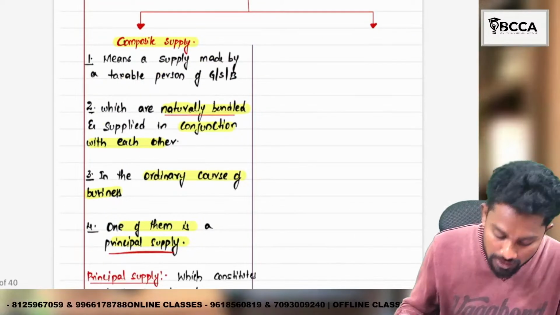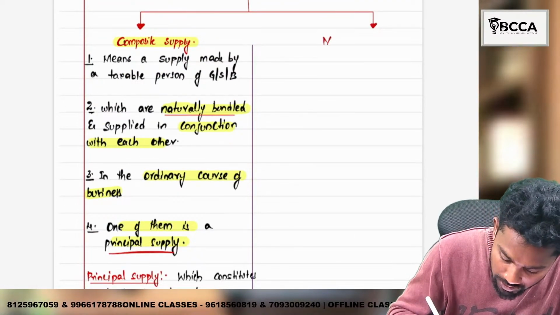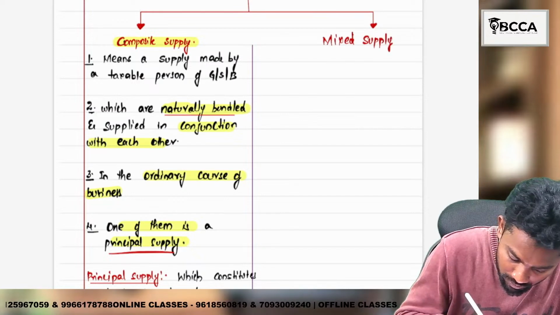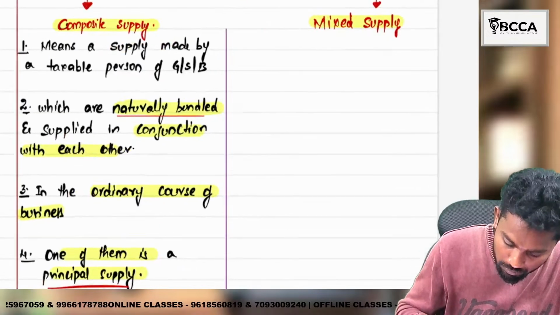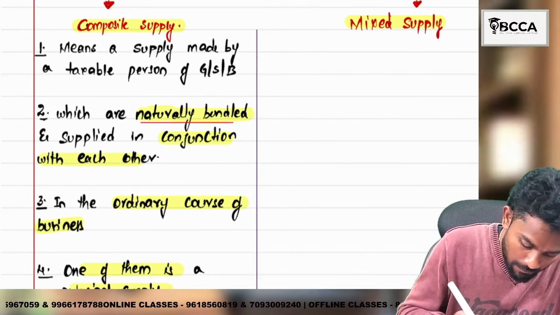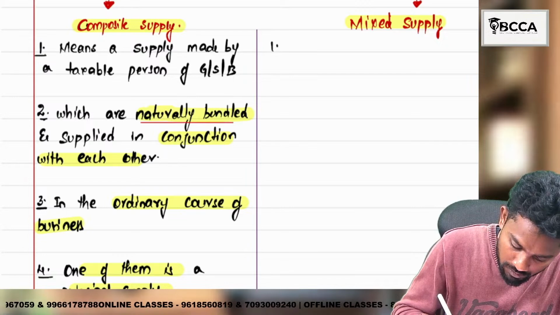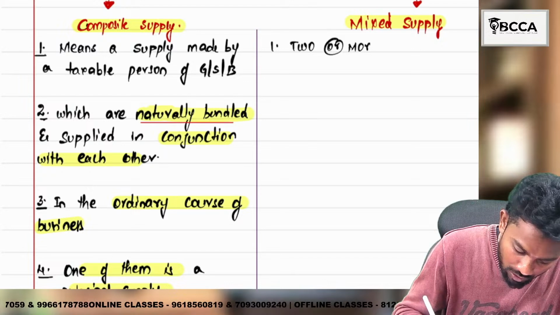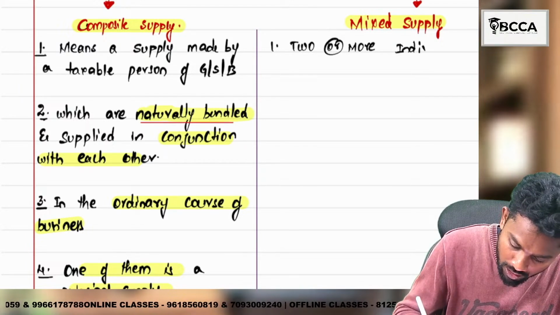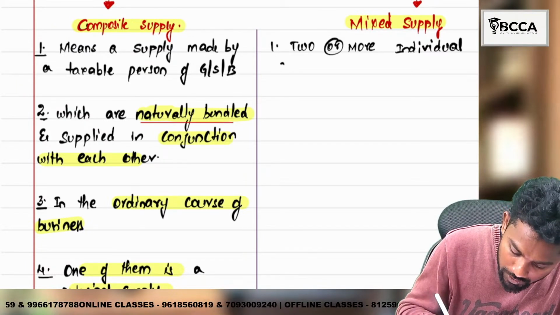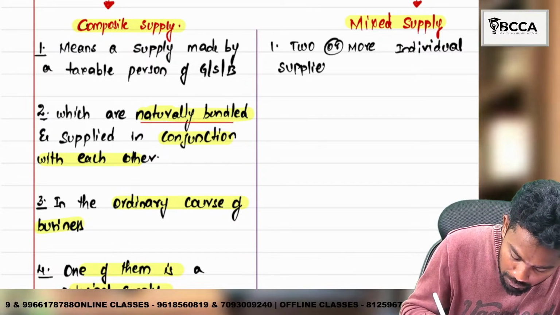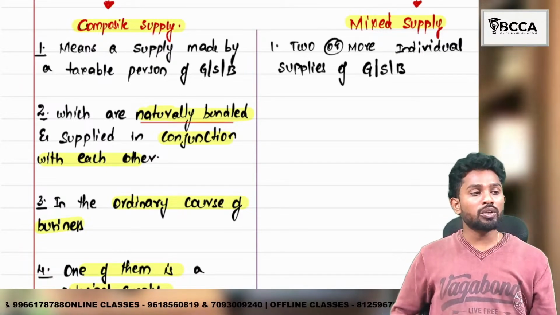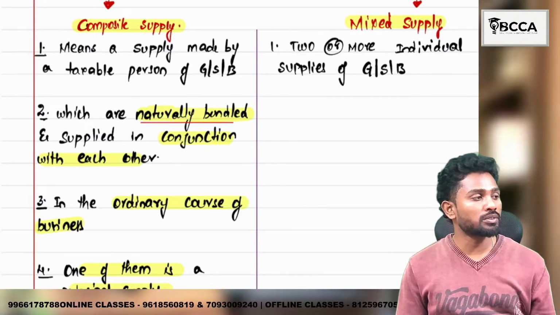So we'll write down about mixed supply. What is called mixed supply? Two or more individual supplies of goods, services, or both.